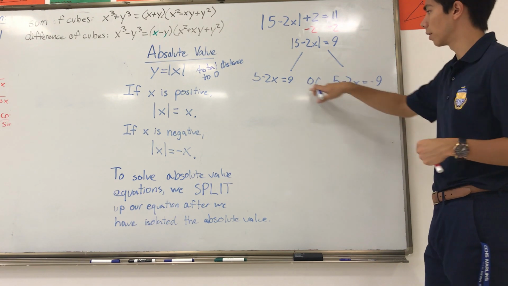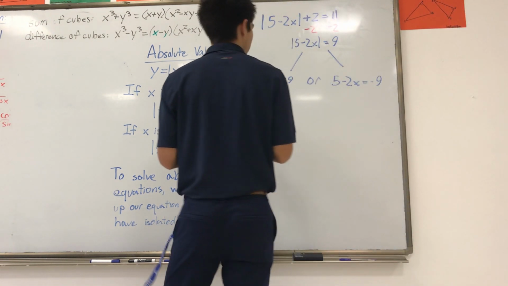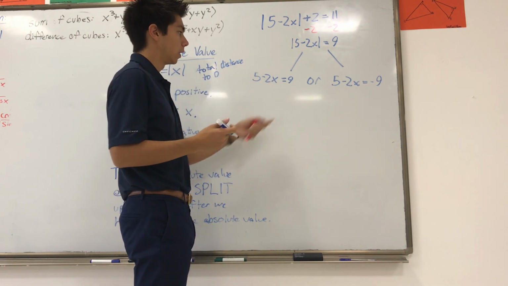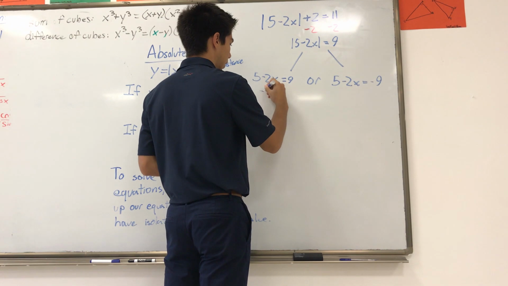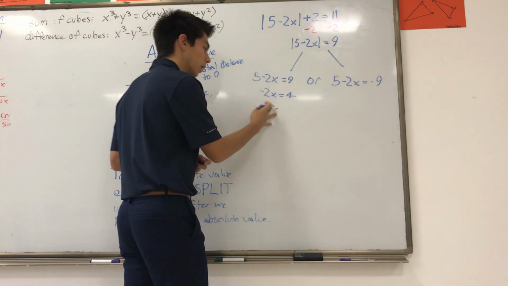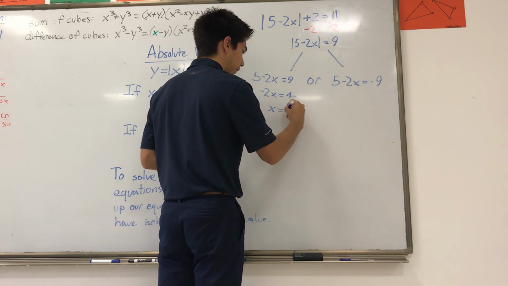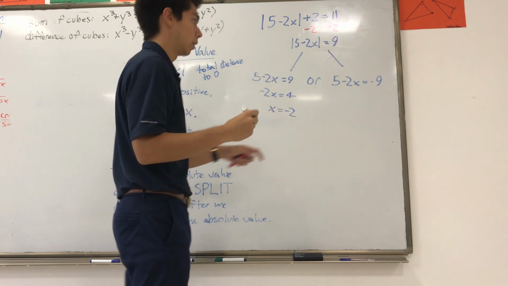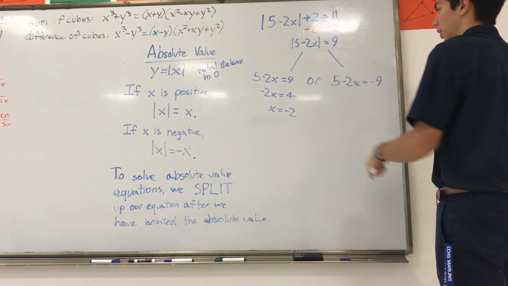Once I've split this up, I'm just going to solve it how we would normally solve a linear equation. So I'm going to get x by itself. I'm going to subtract 5. So I'm going to say negative 2x equals 4. If I divide by negative 2 on both sides here, I get x equals negative 2. For this problem, I'm done here. So I've figured out the solution to this problem.